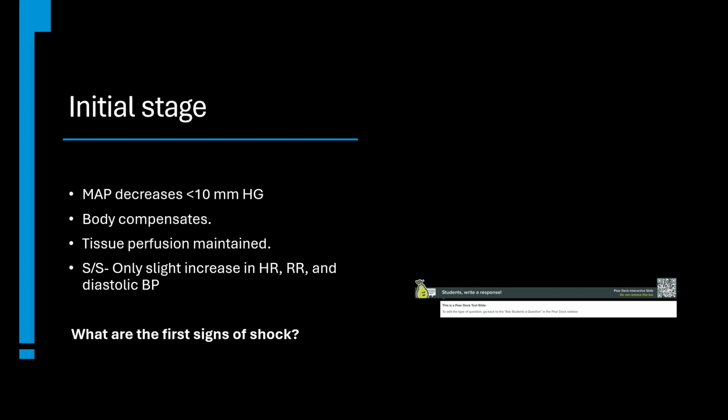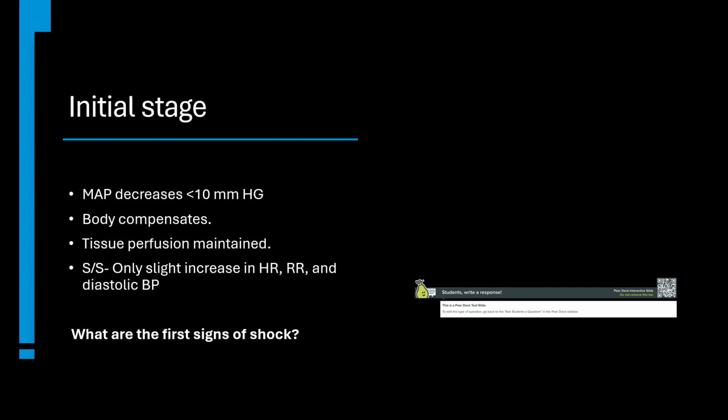In the very beginning stage, the initial stage, what we often see is there's just a slight decrease in our mean arterial pressure. The body can compensate for this. So the first thing that you're going to see in the initial stage is you're going to notice that the patient's heart rate goes up. You also may notice a slight increase in the respiration. At that same time, you might see a slight change in the diastolic blood pressure. It'll slightly go up, but everything may still be normal.